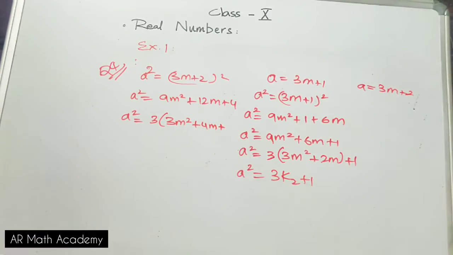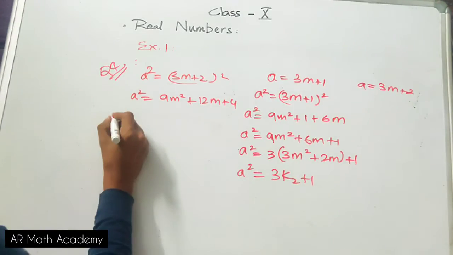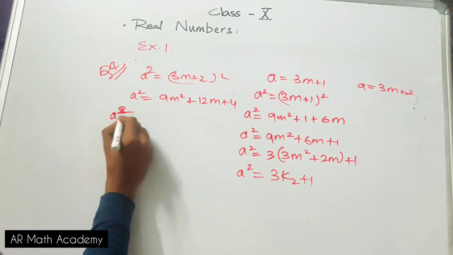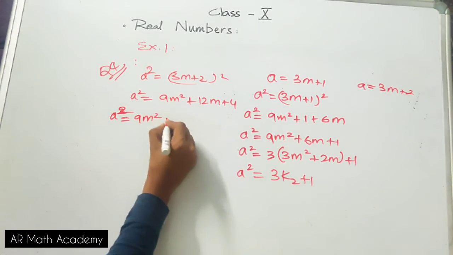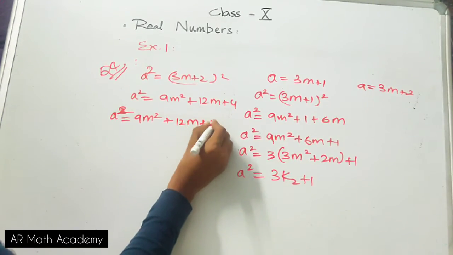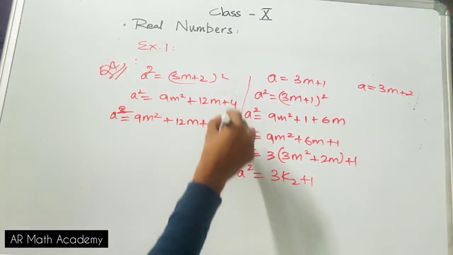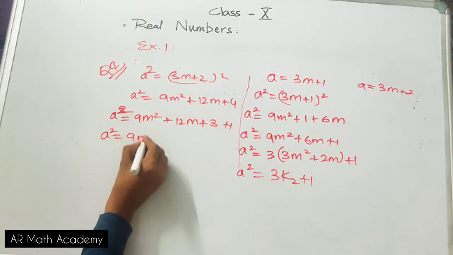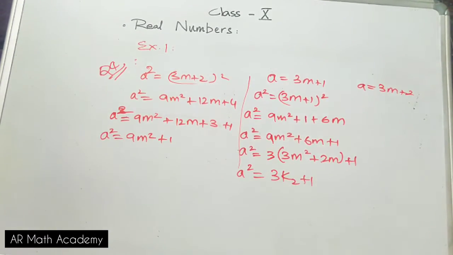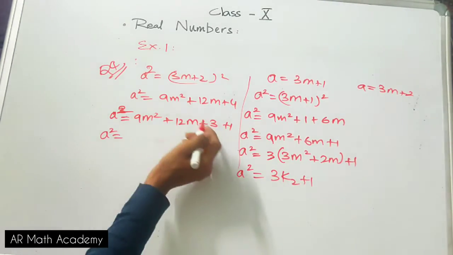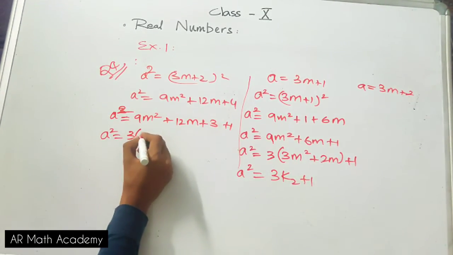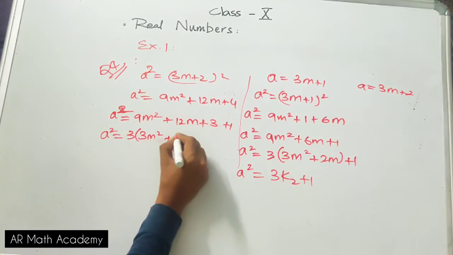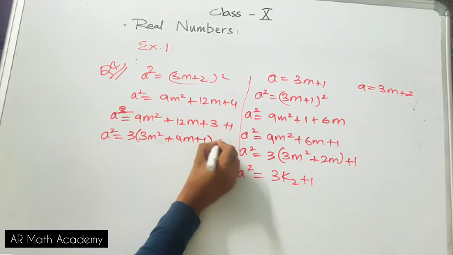Plus, okay wait, I'll divide it. Divide 4 as 3 plus 1. A square is equal to 9m square plus 12m plus 3 plus 1. This can be split as such, right? 4 can be split as 3 plus 1. So a square equals 9m square plus 12m plus 3, and take the common factor outside. Take 3 common outside, so 3 times 3m square plus 4m plus 1, plus 1 outside.